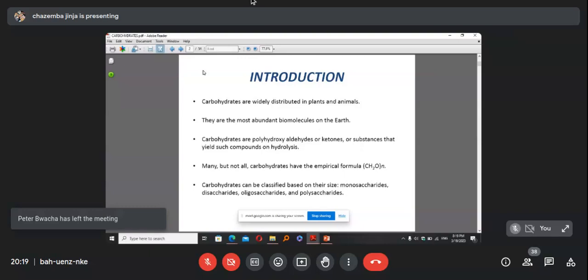The other classification of carbohydrates can be based on size, where we have monosaccharides, which are single monomer units of carbohydrates. You have disaccharides, when you have two carbohydrates bound together. We have oligosaccharides, when you have carbohydrates of about 10 in one chain or other arrangements. Then we have polysaccharides. This is a large arrangement of carbohydrates. So that's the general introduction I can give on carbohydrates based on their classifications and its empirical formula.